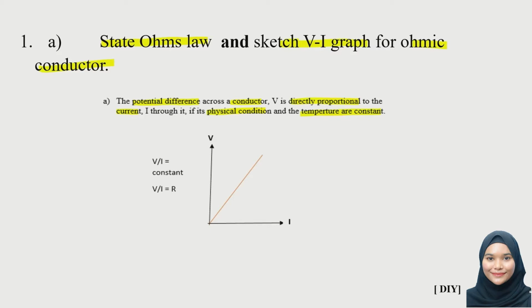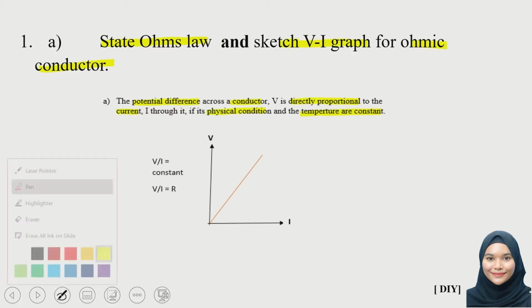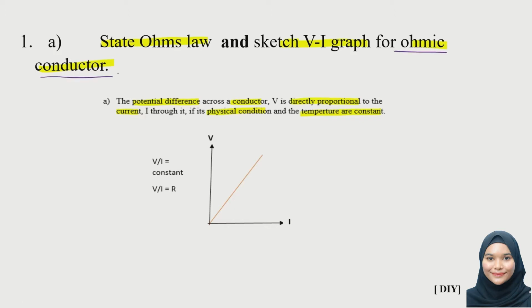Okay? Alright, next question. Sketch VI graph for ohmic conductor. So when we need to sketch VI graph for ohmic conductor, it means that ohmic conductor obeys Ohm's law. And if it obeys Ohm's law, we will get a straight linear graph, V against I, which is voltage with the unit V and also current with unit A. And we know V over I is constant.